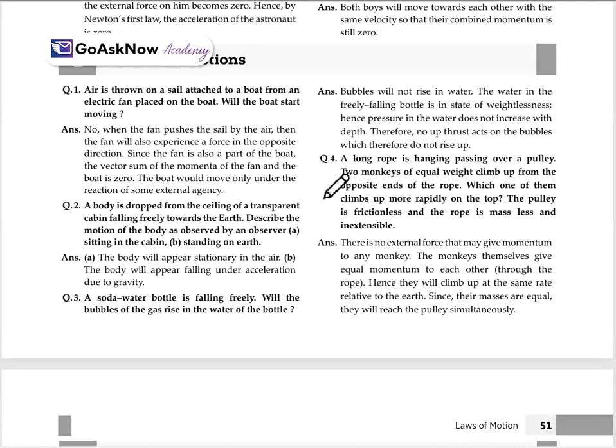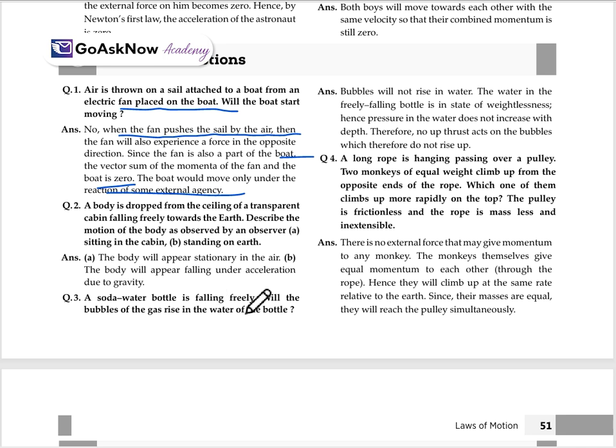Now, moving to the 3 marks questions. Air is thrown on a sail attached to a boat from an electric fan on the boat. Will the boat start moving? No. When the fan pushes the sail with the air, the fan will also experience a force in the opposite direction. Since the fan is also a part of the boat, the vector sum of the momentum of the fan and the boat is 0. So the boat moves only under a reaction when some external agency is there.